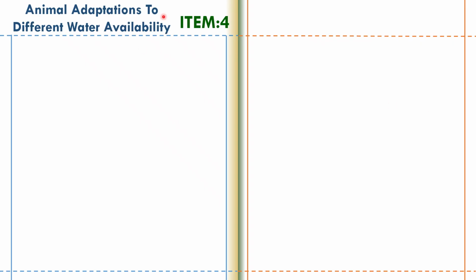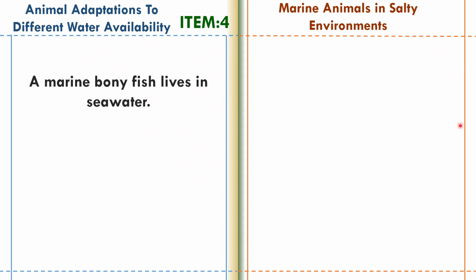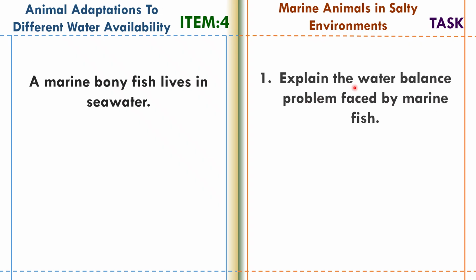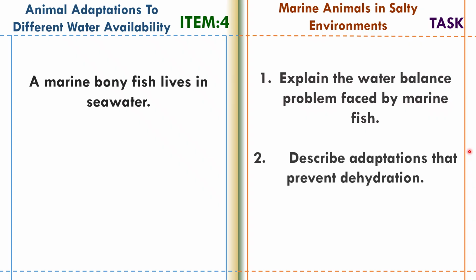Animal adaptations to different water availability, item 4. Marine animals in salty environments. A marine fish lives in seawater. Task: explain the water balance problem faced by marine fish. Describe adaptations that prevent dehydration.